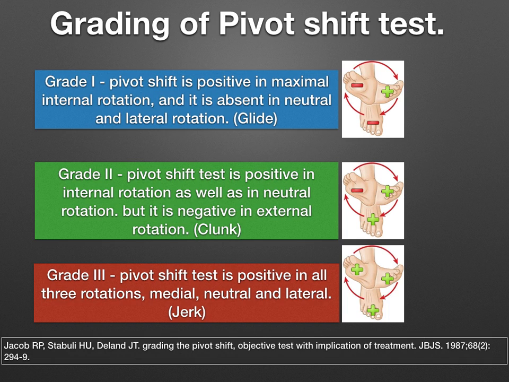Similarly, if the pivot shift test is positive in all three rotations, that means it is positive in the medial rotation, positive in the neutral, and positive in the lateral rotation, then it is called grade 3. A simpler description of these grades: if there is a glide reduction of the tibia onto the femur, then it is called grade 1. If there is a clunk, then it is called grade 2, and if the tibia reduces onto the femur with a jerk, then it is called grade 3.